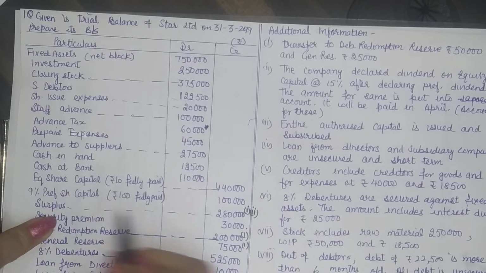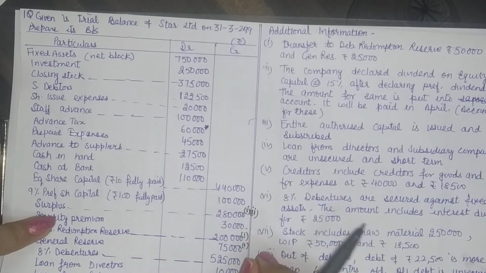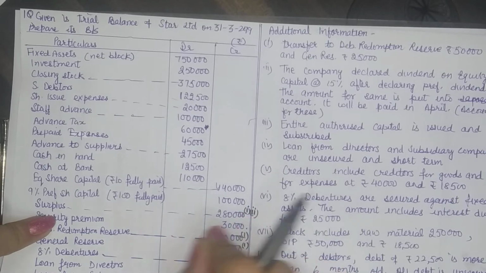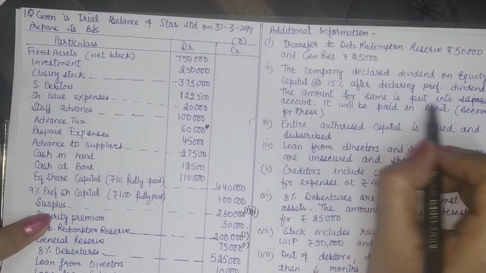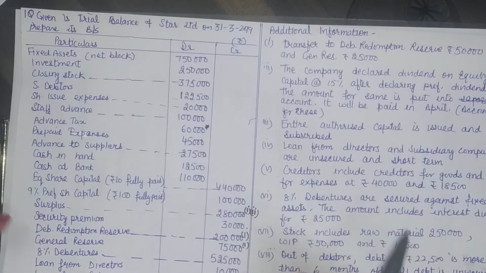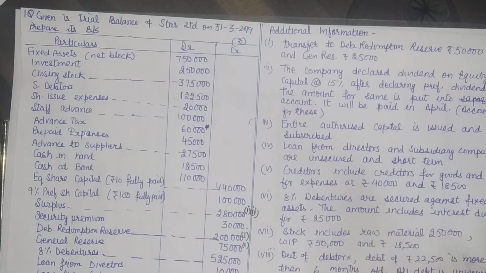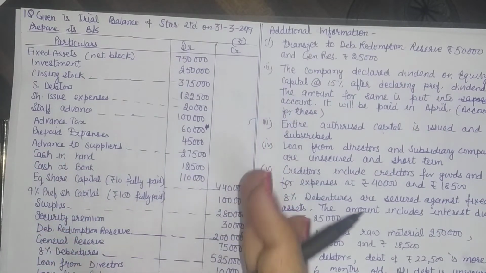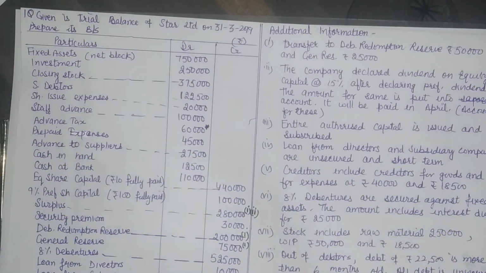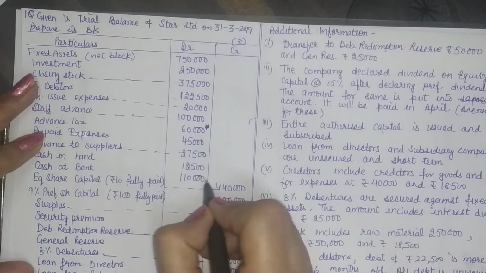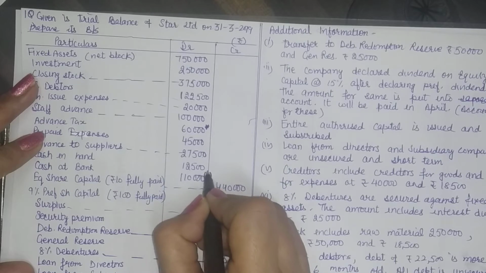So when we are writing surplus in the balance sheet, we will be looking at these 2 adjustments to be done here. Now it also says that the amount is to be put into a separate account. This is a usual practice. When a company declares dividend, then the amount of dividend is transferred from its normal bank account to a separate bank account called dividend bank account. So it implies that your bank balance will no longer be 1,10,000.